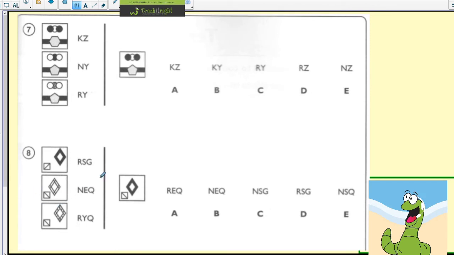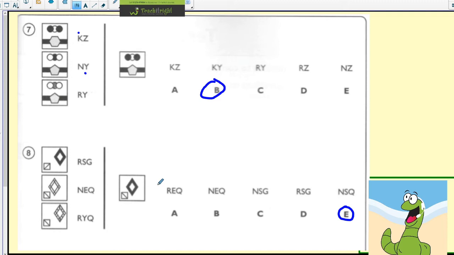Questions 7 and 8. So 7 is B. 8 is E. For question 7, the first letter signifies the shading of the circles. So in this case, we want black, white, black, but with the blacks on top, so it's going to be K. And the second letter signifies the type of polygon. So in this case, it's a pentagon, so it's Y. KY.